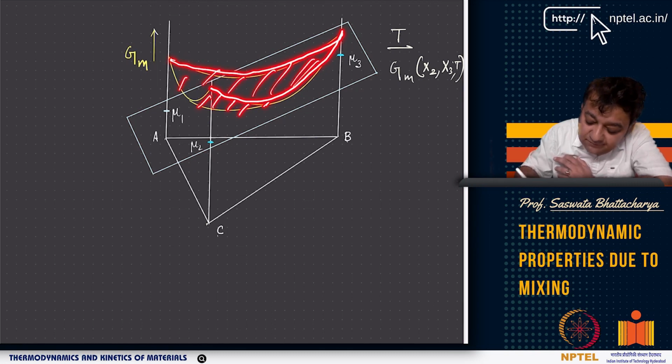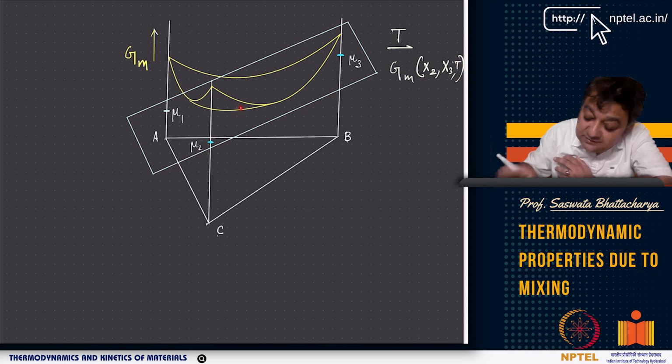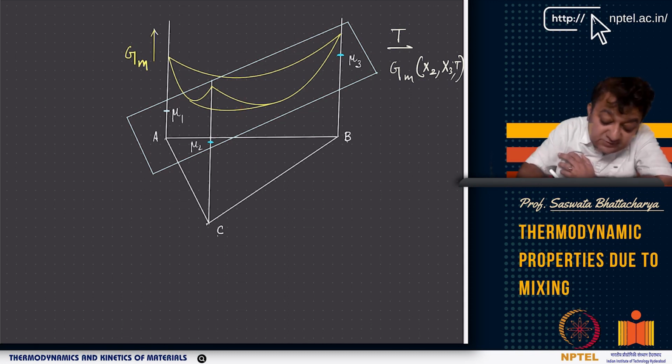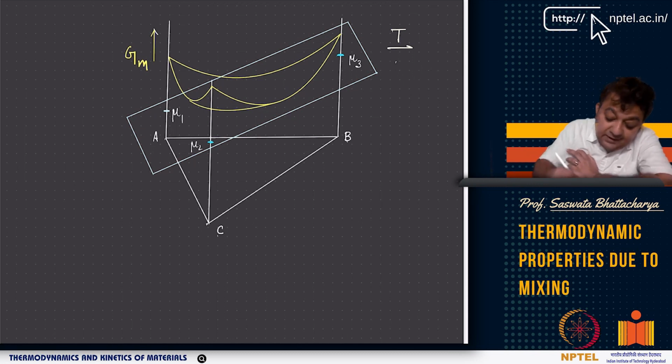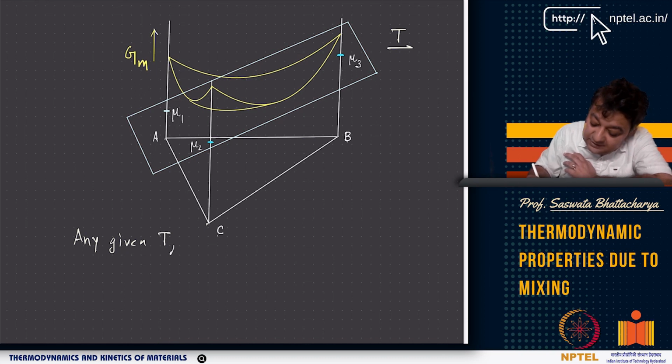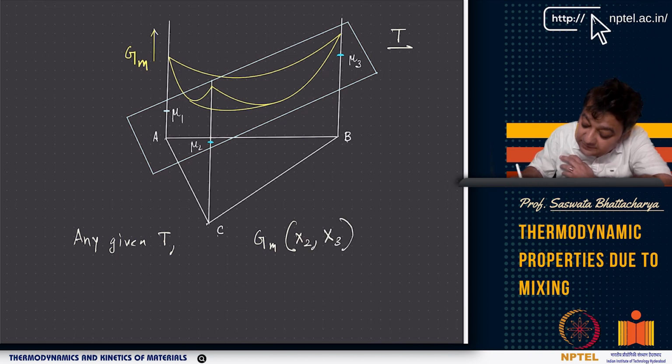Now at some composition, if you have to specify composition, I have to specify. So what I am telling is, at any given T, you can write Gm as a function of x2 comma x3, right? Now this is a surface.